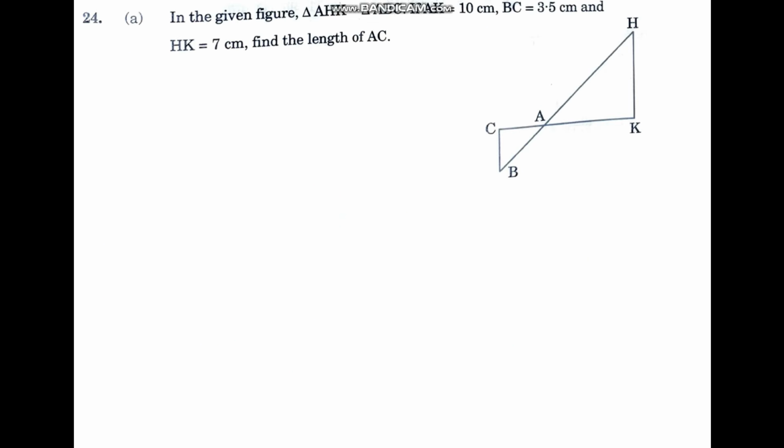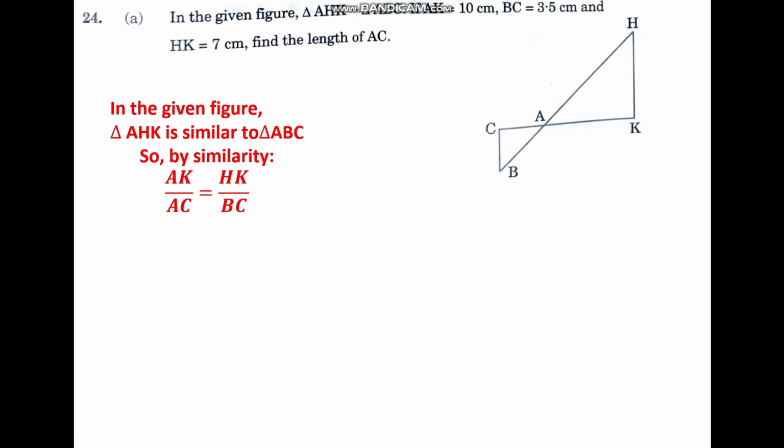Next, in the given figure, it is already given to us that triangle AHK is similar to triangle ABC, and the subsequent values are given to us. We need to find the value of AC. First, the two triangles are similar, so the side ratios are equal. That means AK upon AC equals HK upon BC. When we substitute the values, 10 upon AC equals 7 upon 3.5. We know that double of 3.5 is 7, so the ratio becomes 2 by 1, and on cross multiplying we get the value of AC as 5 centimeters.